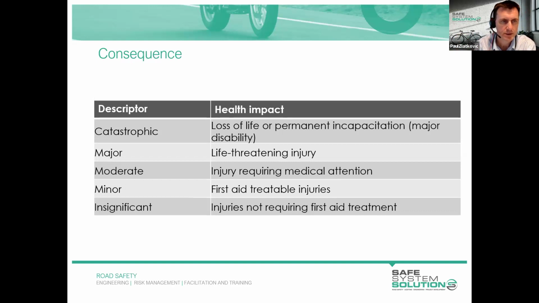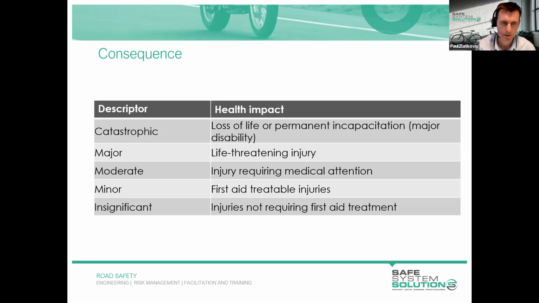Similarly with consequence, we have a table there that describes consequence in terms of health impact, as that's what we're thinking about, health and safety. Catastrophic is obviously something which involves loss of life or major, life-threatening injury. Moderate is something requiring medical attention, that might be a hospitalisation. Minor is first aid treatable, and insignificant is injuries not requiring first aid.